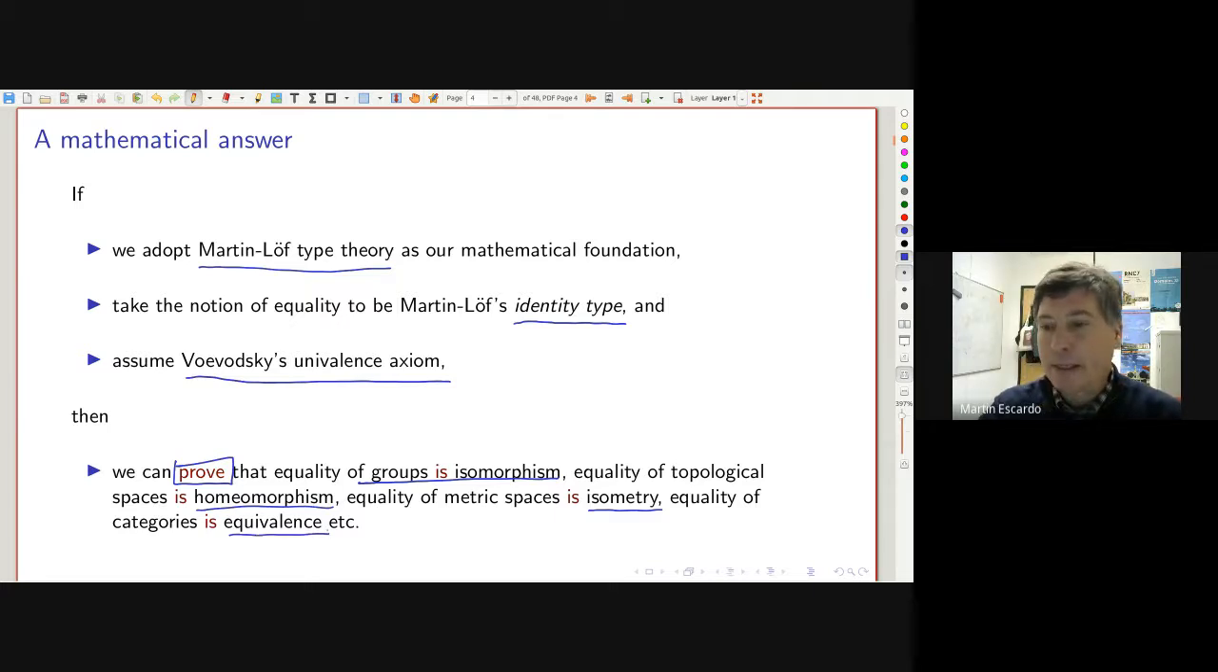So yeah, it's very nice because you have a single axiom, the Univalence axiom, and then a notion of the identity type that comes with Martin-Löf type theory. And then we don't have any more as definitions these notions of sameness. They become theorems. So these are theorems. So in this talk, I want to explain a little bit how this works.